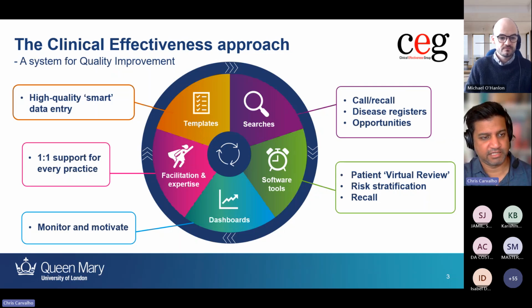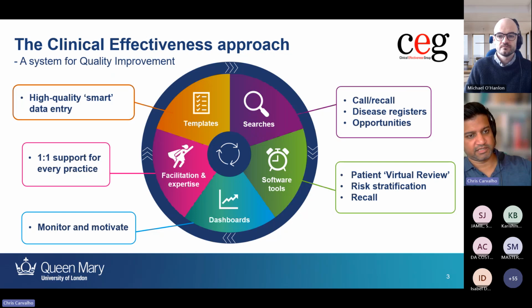That data, through the coded data entries and the templates, is pulled out through the searches and then goes into a visualization tool, essentially a dashboard that allows practices and commissioners to monitor how the health of the population is doing, and helps to motivate improvement and change. That is also supported by software tools, one of which we're talking about today. We'll go into more detail on that in a moment.